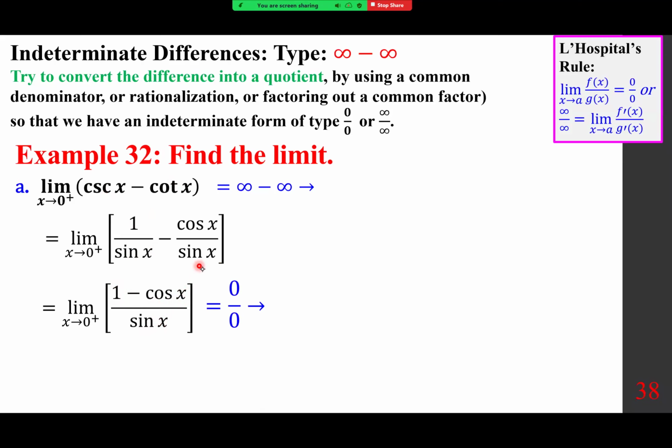Now I can use L'Hopital's rule, and so I take the derivative of the top. Minus cosine gives me positive sine, and sine gives me cosine. Now if I plug in 0, sine of 0 is 0, cosine of 0 is 1, so I get 0 over 1. It's important to know if I plug in, I get 0 over 1, which is 0.